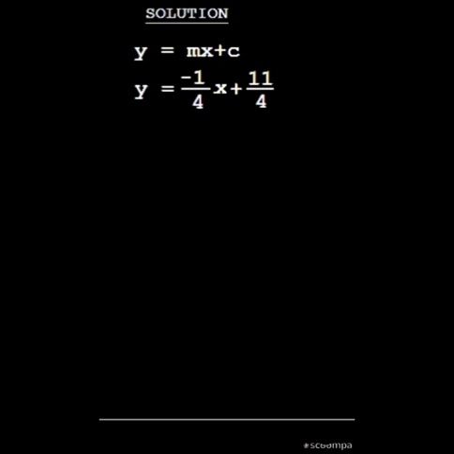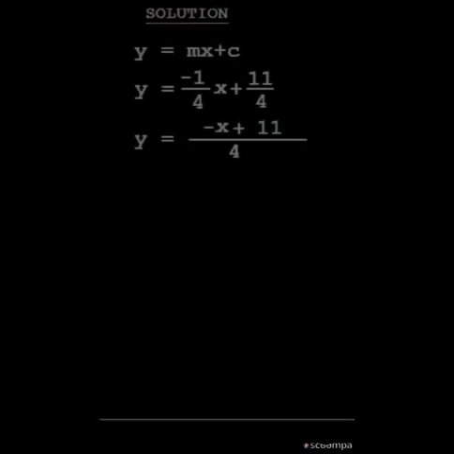We can still simplify this equation further as our terms are fractions with the same denominator. We easily take 4 as our lowest common denominator and add the numerators. The equation of line BC is y equals (-x plus 11) all over 4. Now let's check which one of the multiple choice options is similar to our answer. Option B is the one that corresponds with the correct answer.